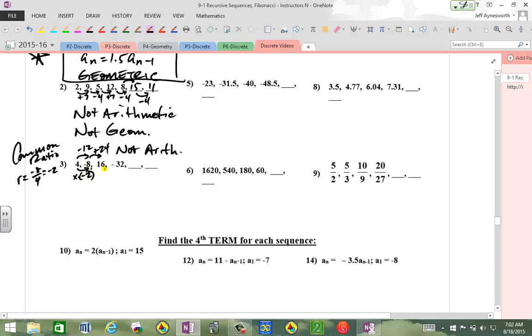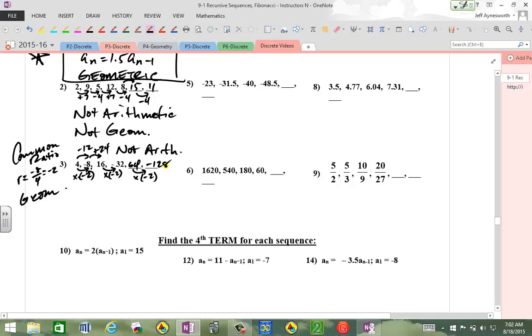16 times negative 2, again multiply by negative 2. And then again, multiply by negative 2, you get 64. And then multiply by negative 2 again, you get negative 128. So it sure looks like it's geometric. Common ratio is negative 2. I found it by taking the second term divided by the first term. Last two terms are 64 and negative 128.